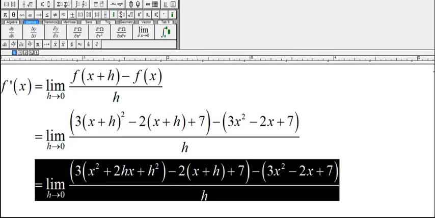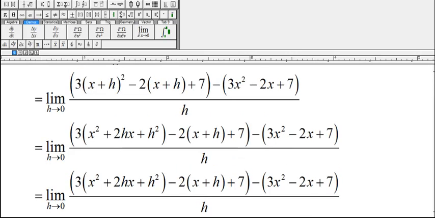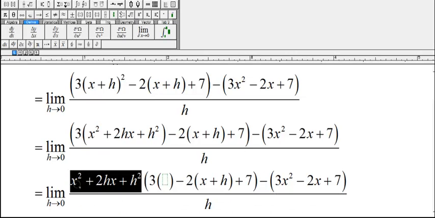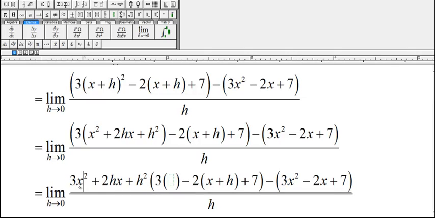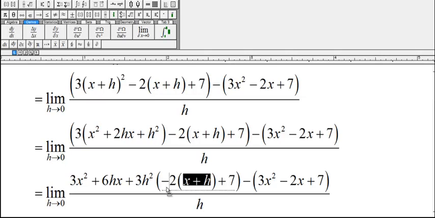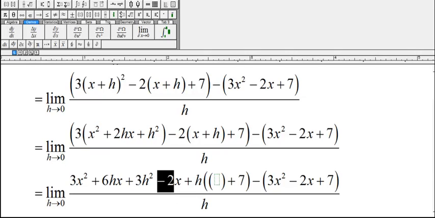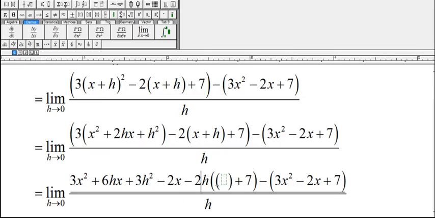Alright, that's that step. Do the powers first. Now let's see, now we can do some distributing. So we want to take this part right here, let me move it out here, and we're going to multiply each part by 3. So that's going to be 3 there. This is going to become 6. That's going to become 3. So this is gone. We're going to take the x plus h and we're going to multiply it by -2. There and there. So that takes care of that. And the last part is just plus 7.